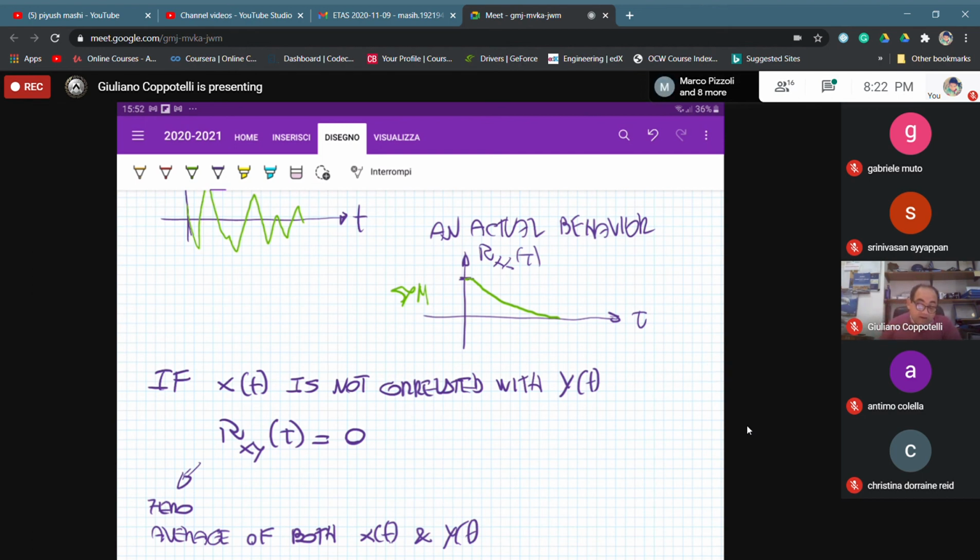When we are referring to whatever cross correlation function, then we can't say anything else. We can't say anything because the behavior could be whatever.